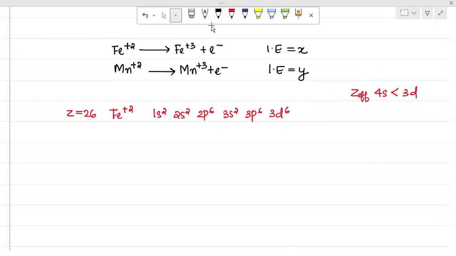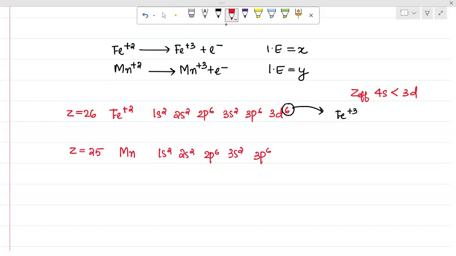Okay, this is the configuration. So you're removing 1 electron from 3d6 to get Fe plus 3. Now, in the case of Mn2 plus, whose Z is 25, Mn is 1s2, 2s2, 2p6, 3s2, 3p6, 4s2, 3d5. So Mn plus 2 electrons will be removed from S. This is how it is. Now to become Mn3 plus, you have to remove 1 electron from 3d5 to make it Mn plus 3.